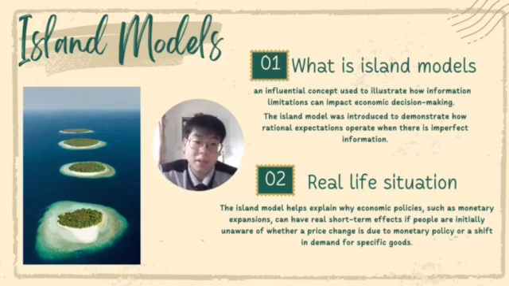The island model explains why economic policy such as monetary expansion can have a real short-term effect if people are initially unaware of whether a price change is due to the monetary policy or a shift in demand for specific goods. It highlights the importance of information flow in the economy and why transparent communication from the central bank can influence how effective monetary policy is, as every island has its own markets, its own pricing, and they do not share the information with the other islands.